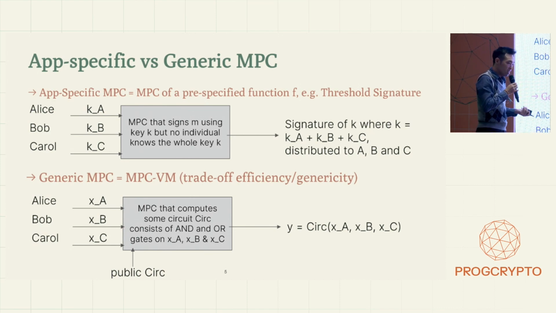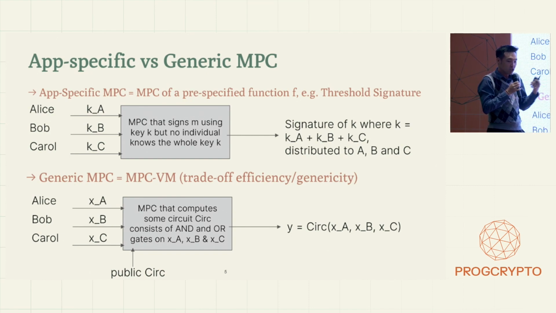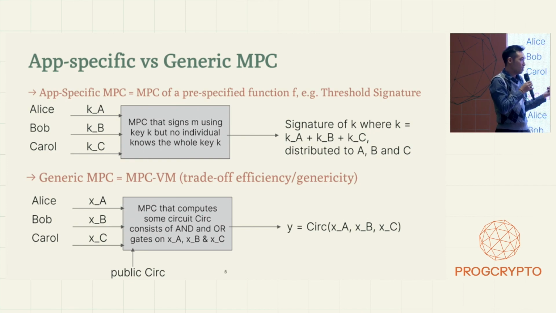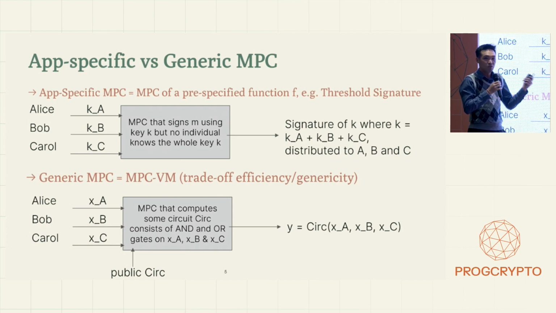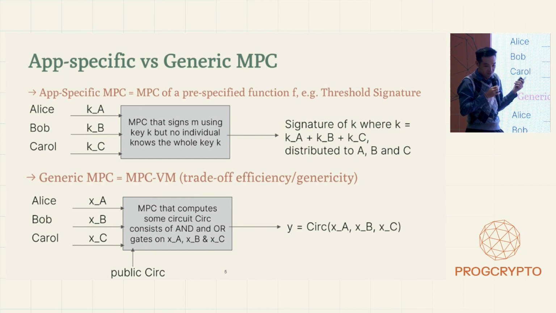Another form of MPC that is more powerful is called generic MPC. You can think of this as the MPC computation of a virtual machine. So you just describe the primitive operation of this virtual machine, and then describe a public circuit using this operation, and then you can have genericity. Of course, often you are trading off efficiency with genericity. So you have MPC that computes anything, a circuit, but it will not be as efficient as the application-specific one. So we have to make the trade-off here.